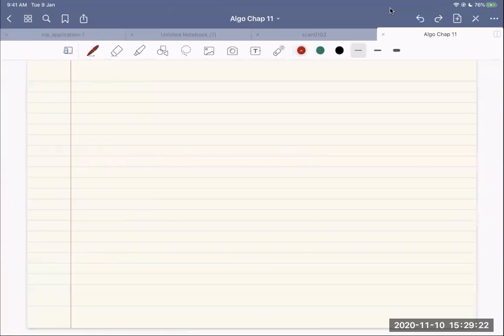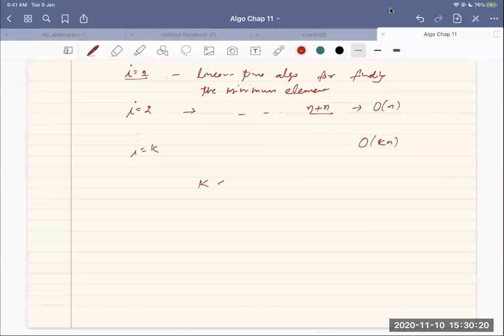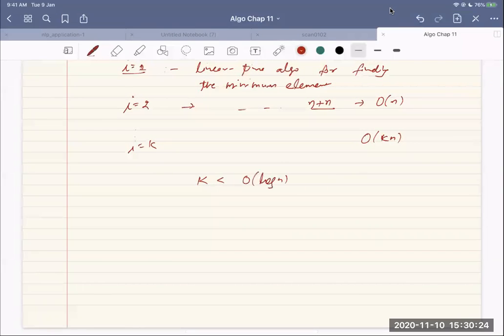We are quite used to finding things like the first largest or second largest, or the smallest. If i is equal to 1, I know a linear time algorithm for finding the minimum element. And if i is small, I can keep on doing that. If i is equal to 2, I can run it again. I find the minimum, then I find the second minimum, so that would be just n plus n, so it's just order n. And similarly, if i is equal to k, I can do it in order k n. So if k is smaller than order log n, then you can just go for this approach.